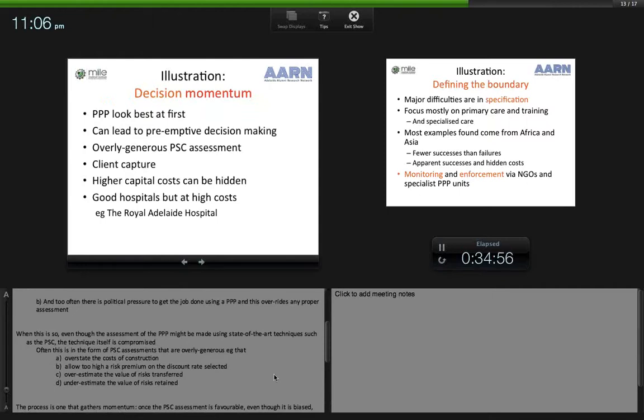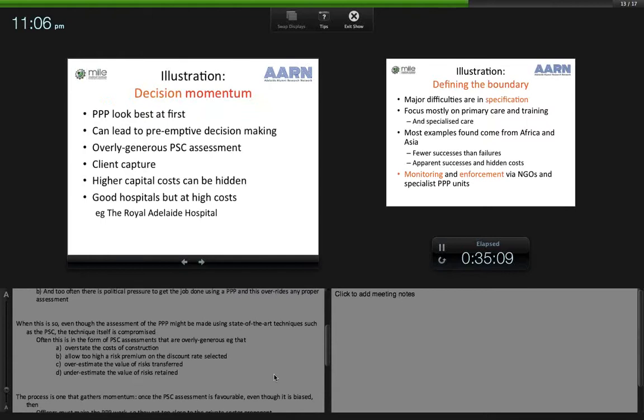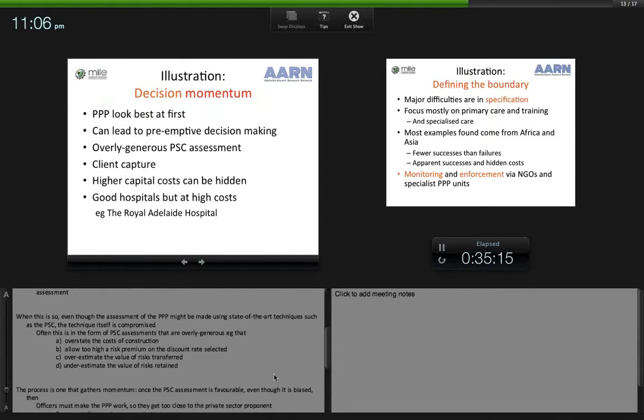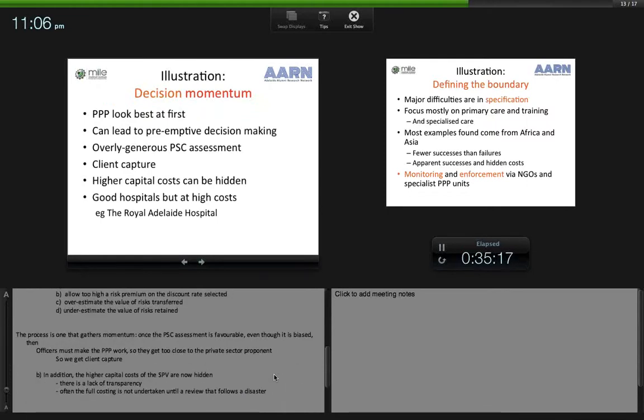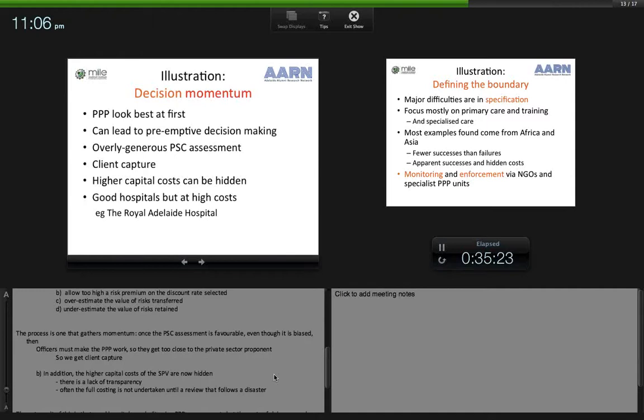With regards to the PSC, often what happens is they become overly generous. For example, they overstate the costs of construction, or they allow too high a risk premium on the discount rate selected. They can have overestimation of the value of the risks transferred and underestimation of the value of the risks retained. The process is one that gathers momentum. Once the PSC assessment is favourable, even though it is biased, then officers must make the PPP work, so they get too close to the private sector proponent, and so we get client capture.